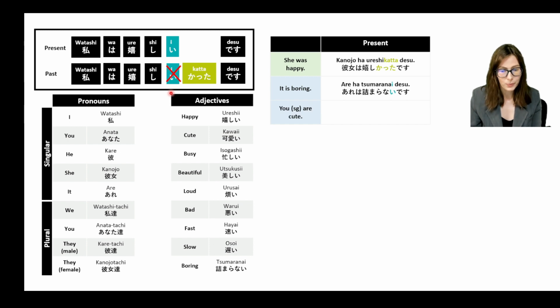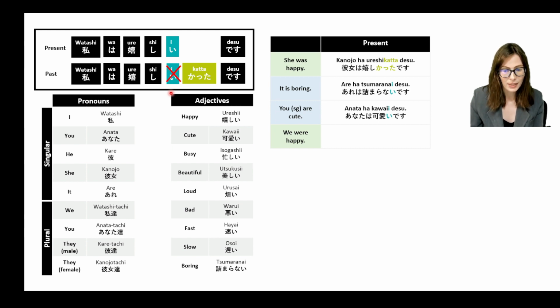You are cute in singular. How would you say that? Your answer is most likely あなたはかわいいです. Right? Let's see the next one. We were happy. How do you say that? Your answer is most likely 私たちは嬉しかったです。Right? Excellent. Let's see the next one.